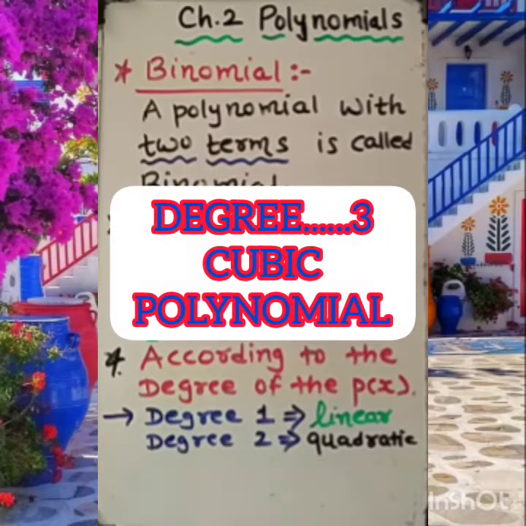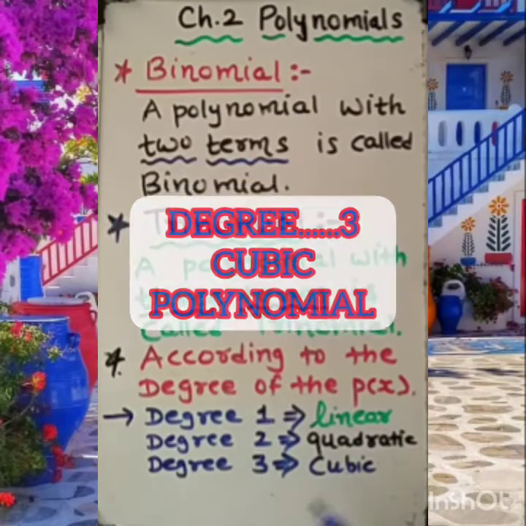Next is degree 3. So far you just note down and try to understand and keep these new terms in your mind. Suppose a polynomial has degree 3, then it is called a cubic polynomial. Fine? That is called a cubic polynomial.